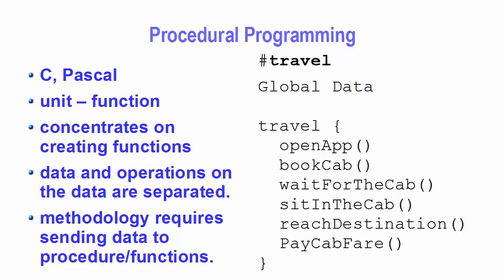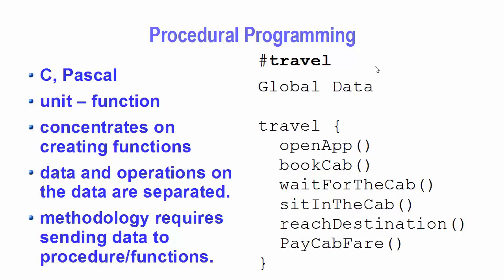Now, traditional programming languages such as C or Pascal were called procedural programming languages or structural programming languages, where the basic unit was functions. Programming in these types of procedural languages involves choosing a data structure, then designing the algorithm, and then translating that algorithm into code.